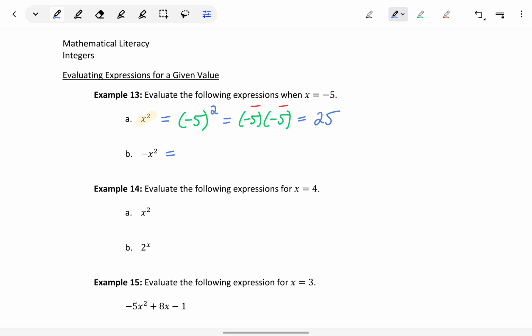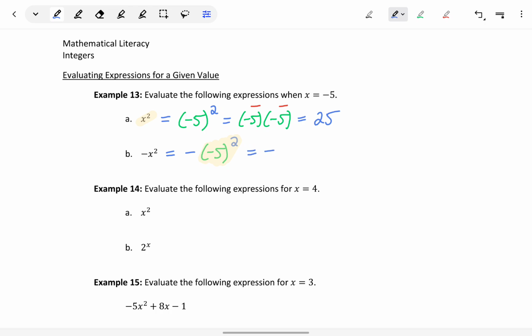We'll get a slightly different result in part B, where we have -x squared, or the opposite of x squared. Again, I'm going to make that substitution in a set of parentheses, which helps me keep those two negative signs separated from each other, keeps my problem a little clearer. Whenever we have an exponent, it only applies to whatever it's directly next to. So in this case, all we're doing is squaring the -5. That original negative that was in the original problem isn't impacted by that square.